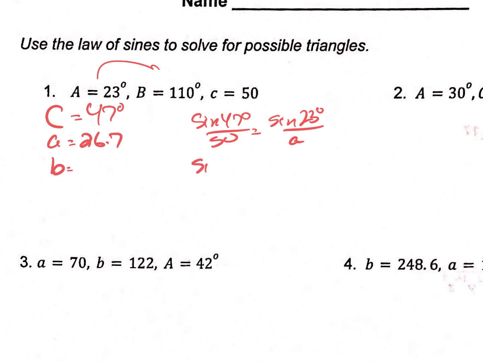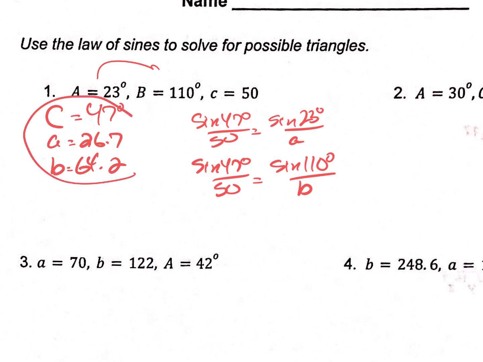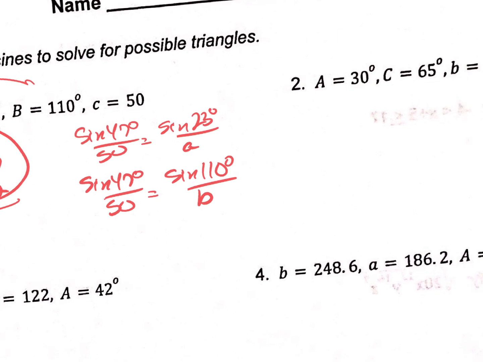And then do the same thing for B. I'm still going to use sine 47 over 50 because I know that's for a fact. And then I can do the sine of 110 degrees over little b and just punch that in. 50 times sine 110 divided by sine 47. I'm getting 64.2. So there's the answer to number 1. Do the same thing for number 2.